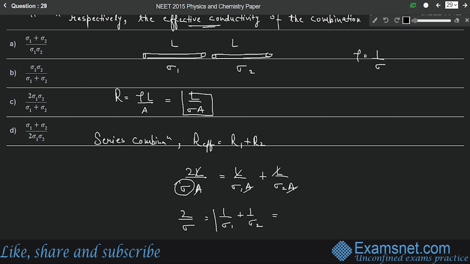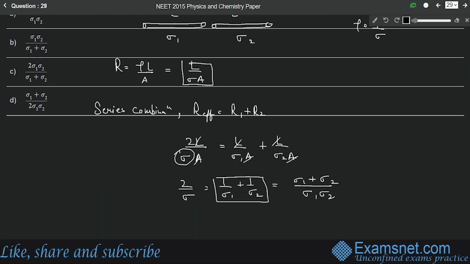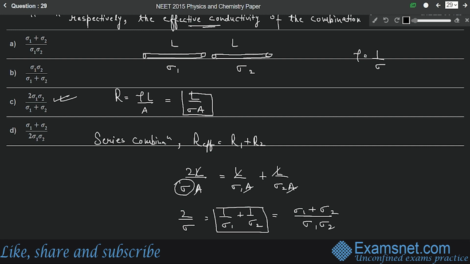On solving 1 by sigma 1 plus 1 by sigma 2, we get (sigma 1 plus sigma 2) upon sigma 1 sigma 2. So this is equal to 2 by sigma, but we have to find sigma. So that will be equal to 2 into sigma 1 sigma 2 upon sigma 1 plus sigma 2. So this is the effective conductivity of the combination. So 2 sigma 1 sigma 2 by sigma 1 plus sigma 2, option C will be the correct answer, and you can directly remember this also.